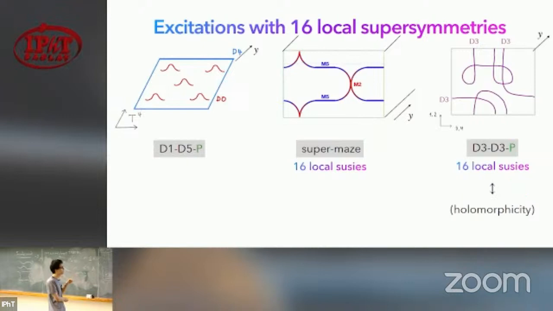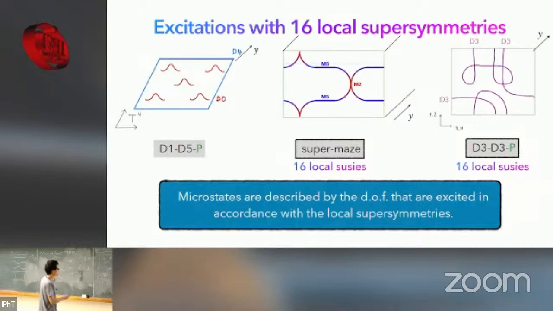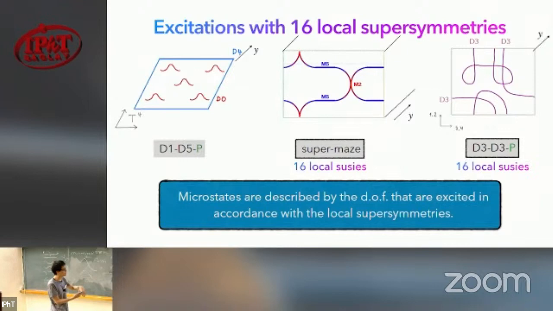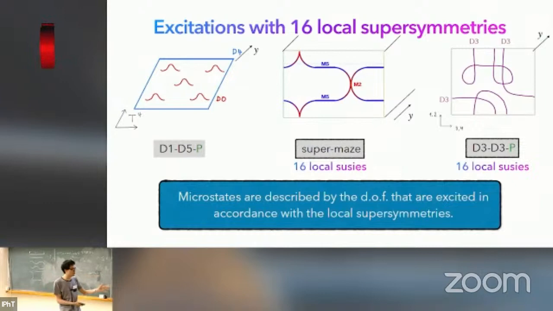Oh, sorry. Before I go there, I think what we understand from the local supersymmetries is that the microstates are described by the degrees of freedom that are excited in accordance with the local supersymmetries. Right, so we have some momentum carriers. What are these momentum carriers? The momentum carriers are some degrees of freedom that have 16 local supersymmetries. All right, but what happens with D1, D5, P? Can we understand that with the 16 local supersymmetries?